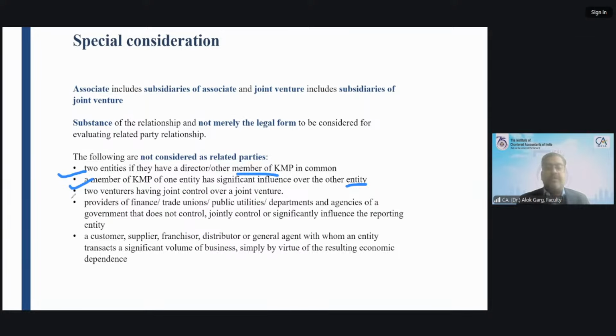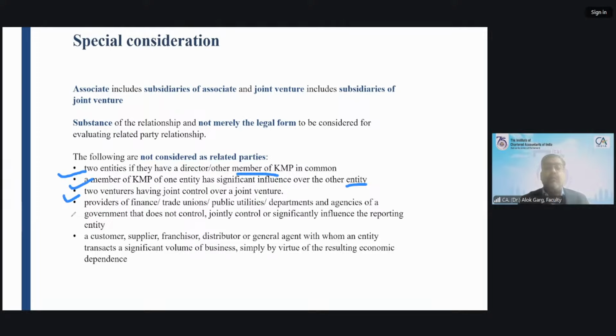Yes, sir. Two venturers. We discussed joint venture and associate of the same entity or same party. Yes, sir. Two venturers having joint control over a joint venture. You remember we discussed Aditya Birla Group and Airtel Group. There are two venturers. They are having a common investment in two joint ventures. I told you, though the joint ventures will become related parties, the venturers will not become related parties. Right? So this is what it is, sir.